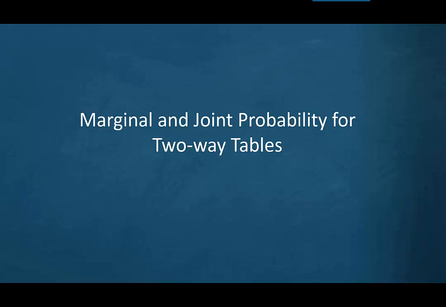So in the previous two examples, we looked at two different categorical variables separately, sex and classification. What if, however, we wanted to investigate how the classification breaks across sex? So here we're going to look at marginal and joint probability for two-way tables.